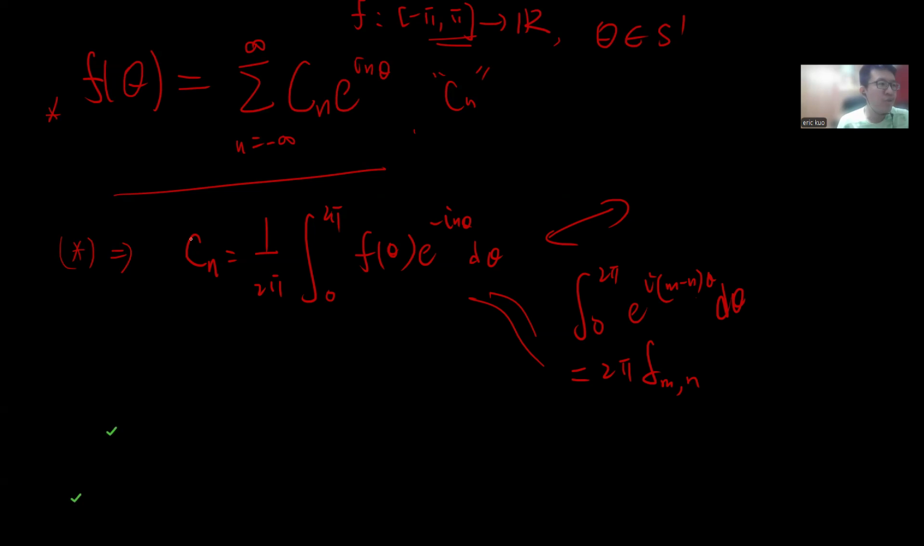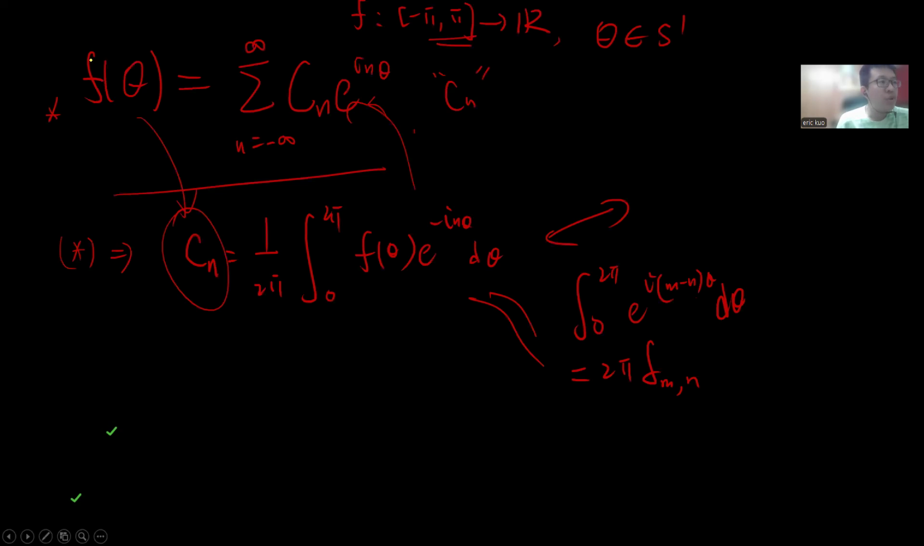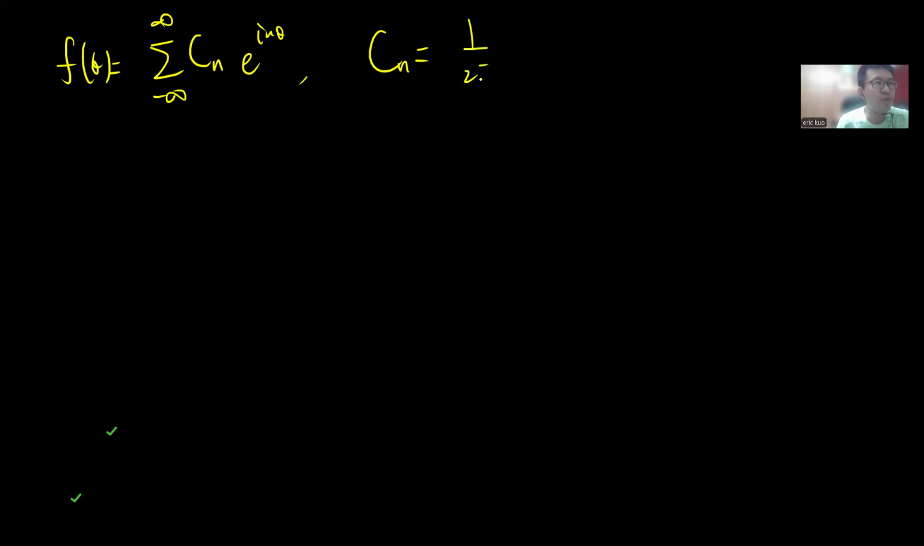Is this true? If you start with f and get Cn, and you plug Cn back in, does it indeed give you the same function f? This is seldom taught in textbooks, so let me write down what I'm saying. If you are saying this is true, what are you talking about? You are saying that if I write my f in terms of Cn, from negative infinity to infinity, exponential i n theta, then somebody tells me that Cn has a beautiful formula which also comes from the orthogonality relation. So let's say this.